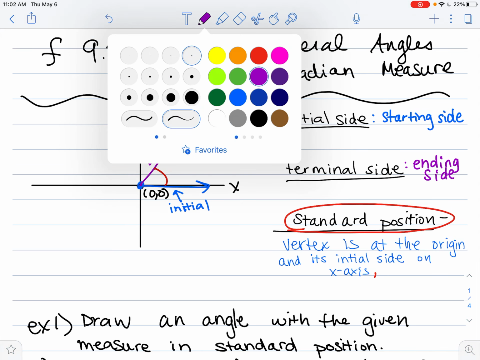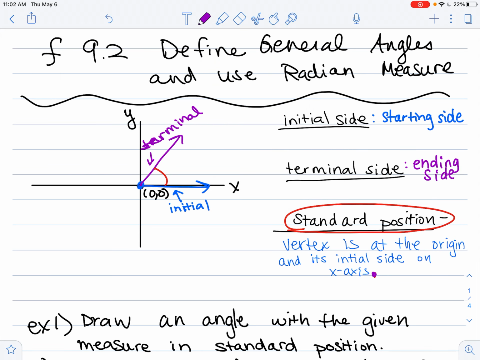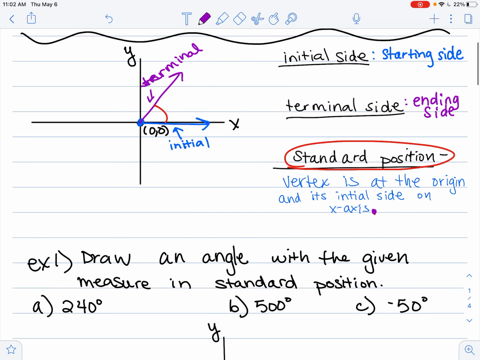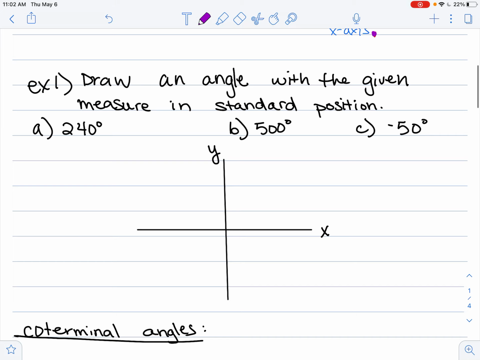Okay, so here we go. There's our angle in standard position, and that just means that the vertex is at the origin, its initial side is on the x-axis, and it will end somewhere on that xy axis. So if it says draw an angle with the given measure in standard position, and we're looking at 240 degrees, I know I have to start here, that's its vertex and its starting position. We say that this is 0 degrees.